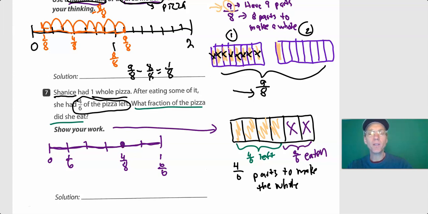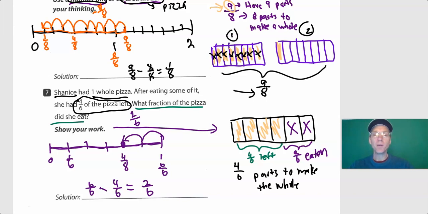She had 4/6 left. So obviously she had to have eaten 2/6. Okay, just like we did there. We can also do it with an equation. 6/6 minus 4/6 equals 2/6. And there you have it.